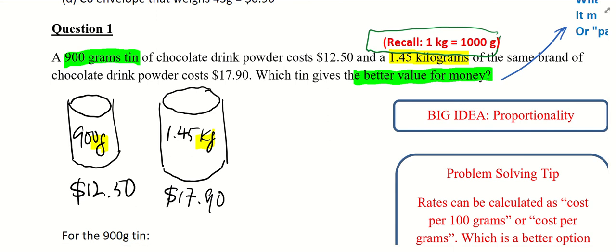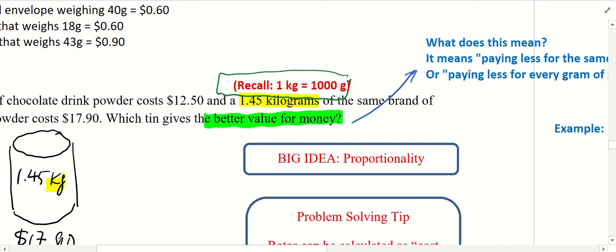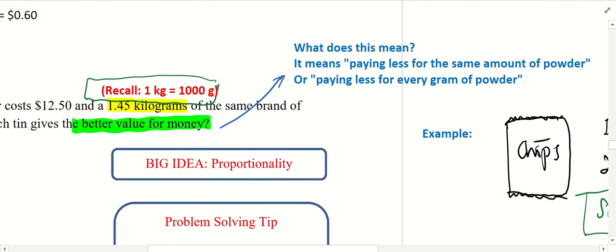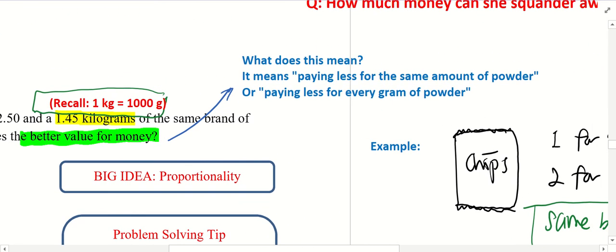What does it mean by better value for money? Well, if you go to the market enough, you will know that it means you're paying less for the same amount of the item, in this case powder, or I can say we are paying less for every gram of powder.